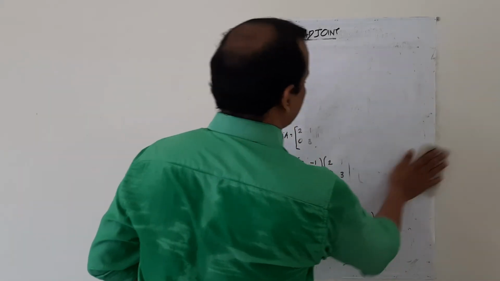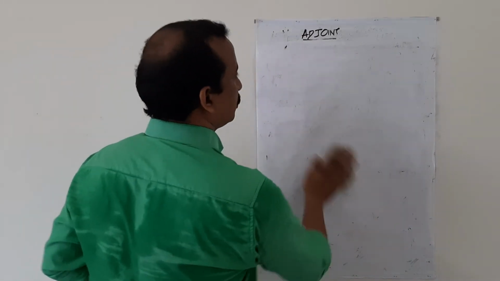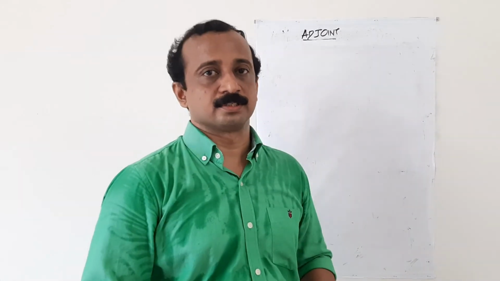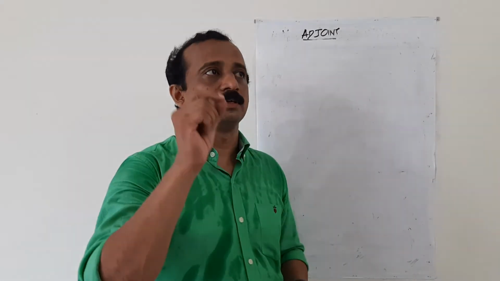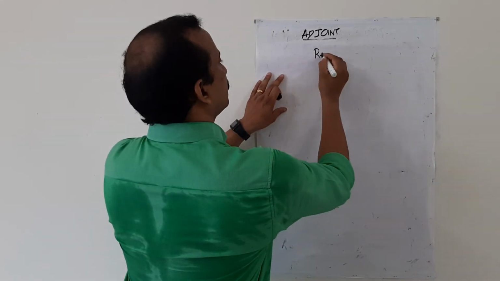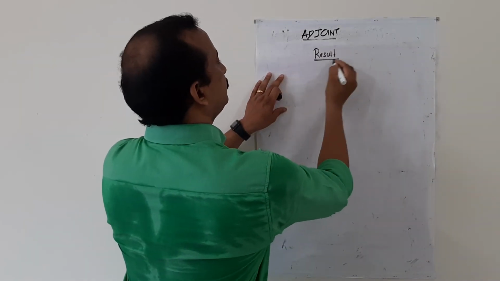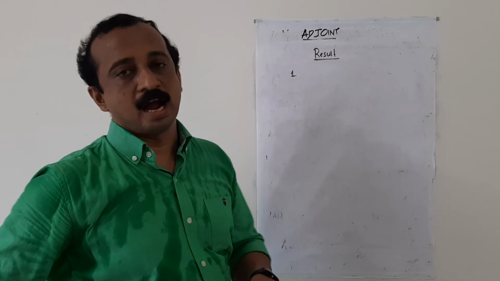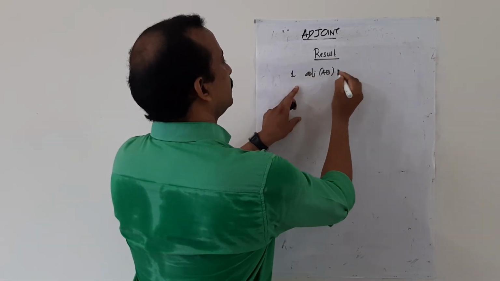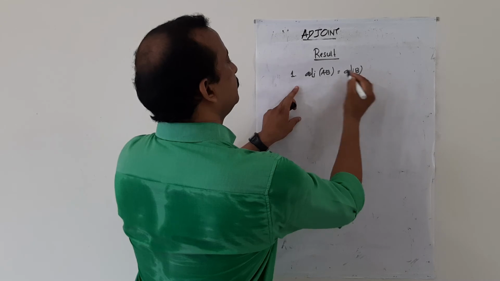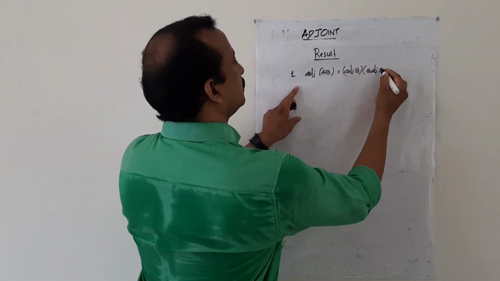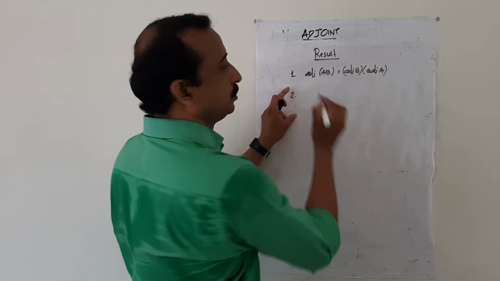Now there are some points about the adjoint. These points are important for MCQ questions. Okay, that means learn the points by heart. Note the results. First, adj of AB is equal to adj B into adj A.